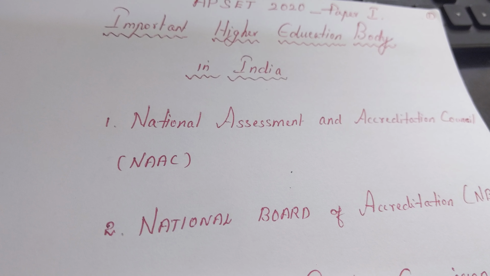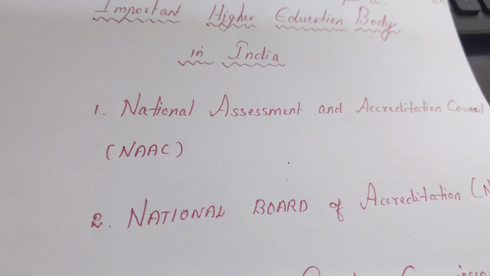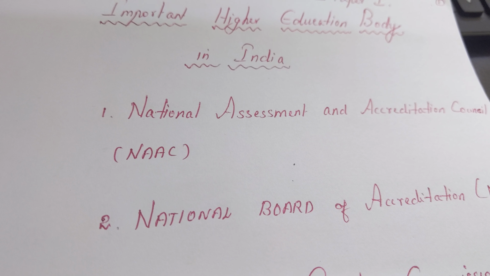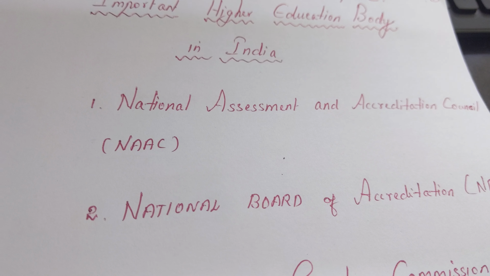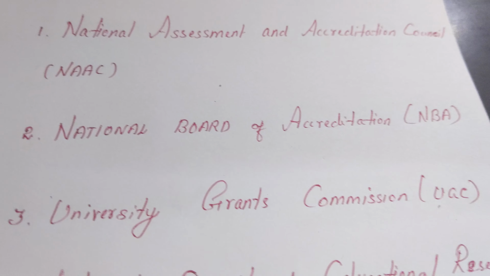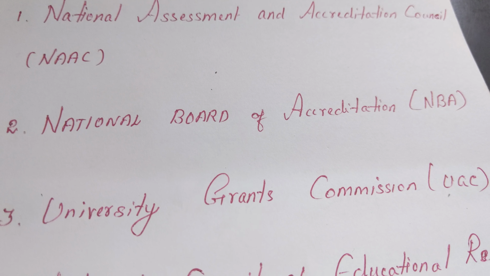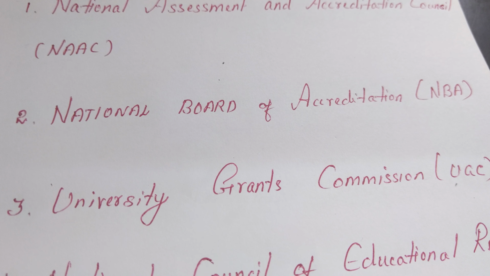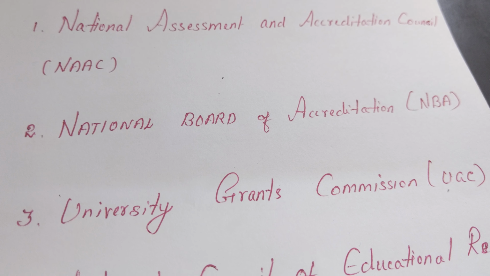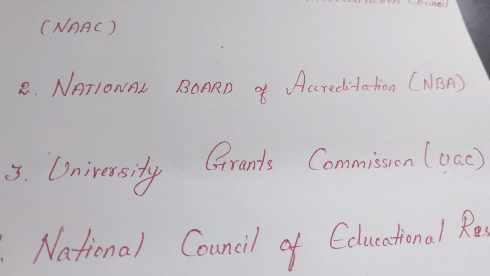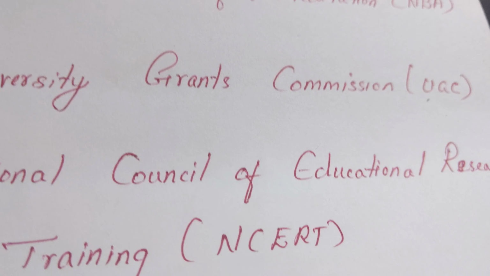The first one is National Assessment and Accreditation Council, NAAC. The abbreviation is NAAC. Second one, you can see National Board of Accreditation, NBA. Third one, University Grants Commission, UGC. Fourth one, National Council of Educational Research and Training.